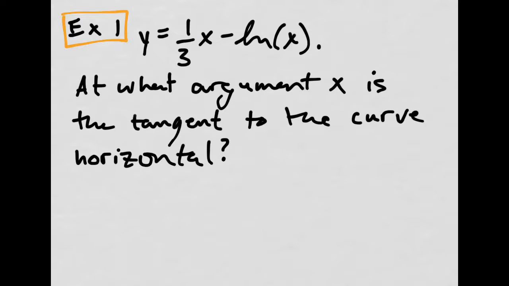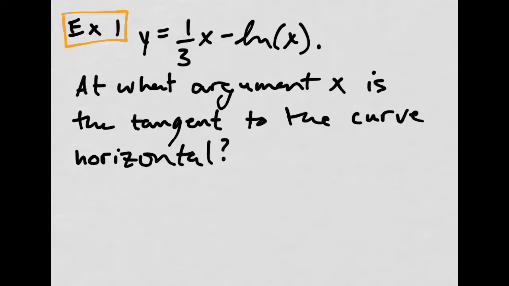So here we have it. y equals 1/3 x minus the natural log of x. So many people say "ln x." I don't like it. It's not ln, it's the natural log. Okay. Anyway, at what argument x is the tangent to the curve horizontal?